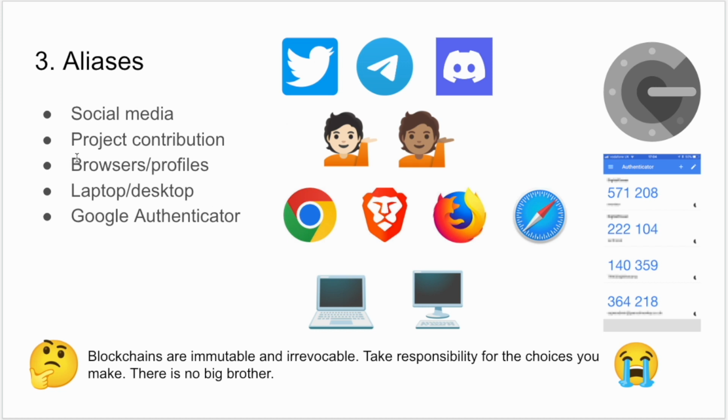Now, this one's very important: browsers and or profiles. What I like to do is use several browsers, or if I have to, put many email profiles inside one browser, and then make a different MetaMask for each of these browsers. So, for example, my Chrome browser has a MetaMask, and that MetaMask is for really risky stuff. I'm gonna do more risky stuff with that, and I'm not gonna put a lot of money there.